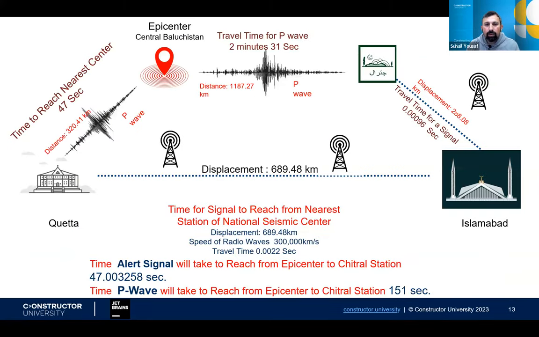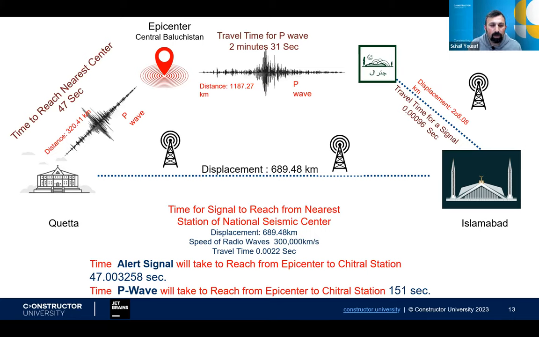Yeah, so this is a typical scenario that we have developed from the previous event. And so we can see that on the left side we have the epicenter in central Balochistan. And when this event arrived in Quetta on the left side, it traveled 320 kilometers. So that was the P wave.